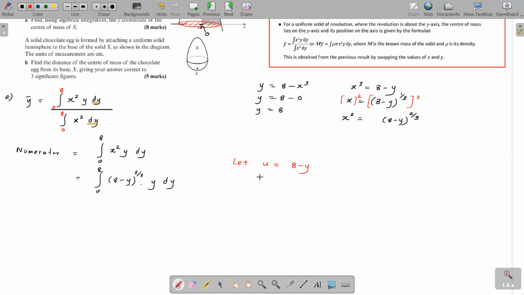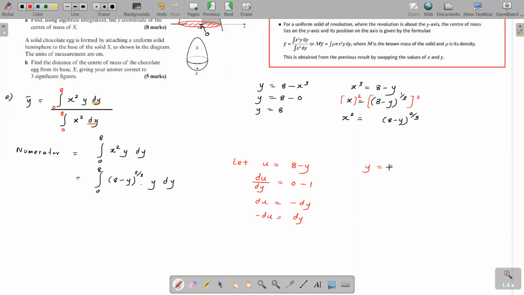Shall we do that? So let's differentiate. First thing, when they give you a substitution, I have told you to differentiate. So du by dy equals the differentiation of 8, which is 0, minus the differentiation of y, which is minus 1. You are differentiating with respect to y. So you get du equals minus dy, or in other words, dy is minus du. And also you can replace the limits. So your y limits, right, guys?